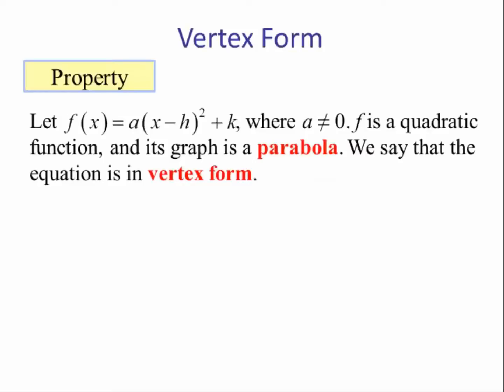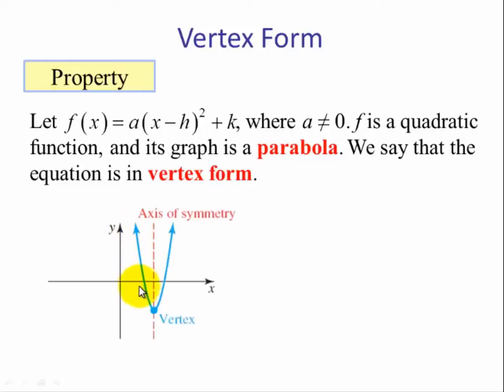Let f of x equal a times the quantity x minus h squared plus k, where a is not equal to 0. F is a quadratic function and its graph is a parabola. We say that the equation is in vertex form.